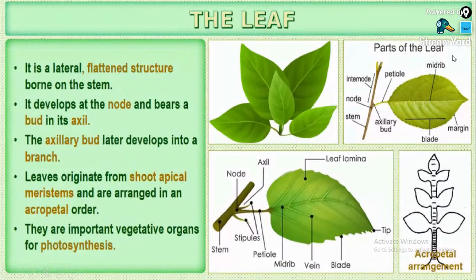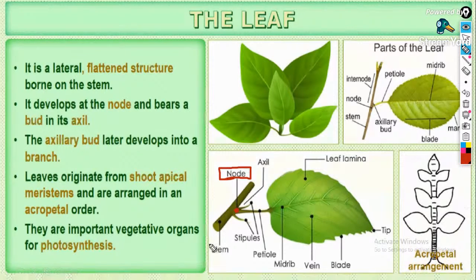Look, the leaf will consist of a node. We already told that the leaf will originate from a point called the node, and it will be the extension of the stem. The node will be present on the stem. Then you have an axil, from where the leaf is going to be raised.